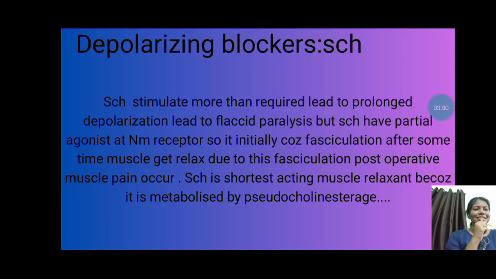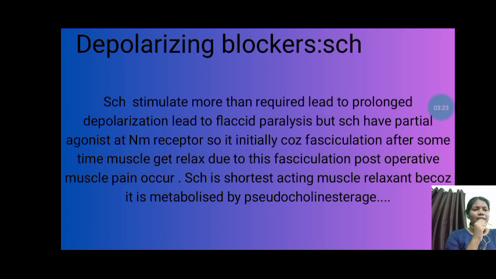Depolarizing blocker: succinylcholine. Succinylcholine stimulates more than required, leading to prolonged depolarization, leading to flaccid paralysis. But succinylcholine is a partial agonist at the NM receptor, so it initially causes fasciculation. After some time, the muscle gets relaxed. Due to this fasciculation, post-operative muscle pain occurs.